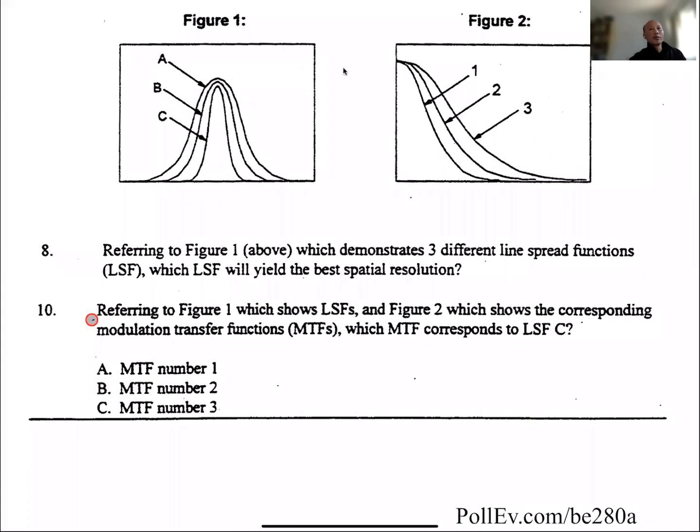Okay, so most of you picked C, there's one choice for A. Let's look at this. Remember from the scaling theorem, as we make things narrower in one domain, they must get broader in the other domain. And C is the narrowest in this domain. So 3 would be the broadest in the other domain, and 3 corresponds to C. So C would be the correct answer in this case.